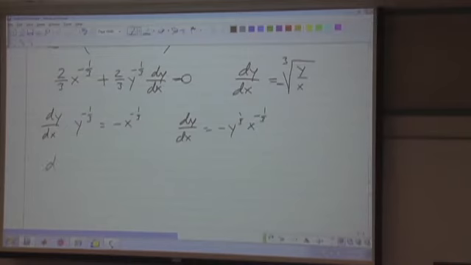So now, dy over dx at the point minus 3 root 3 and 1 is equal to, let's see, the cube root of 1 over 3 square root of 3.